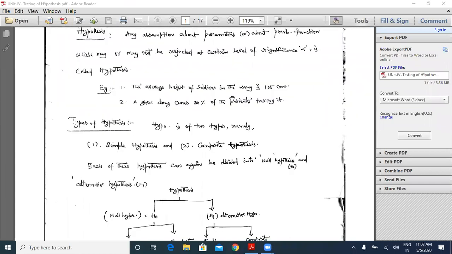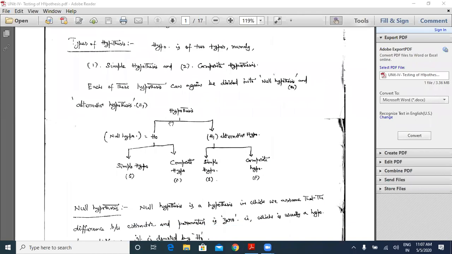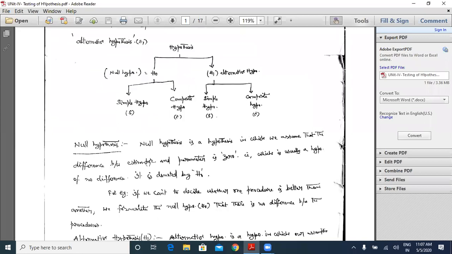Already I told you that hypothesis is of mainly two types: null hypothesis H naught and alternative hypothesis H1. In the null hypothesis, we assume that the difference between the estimate and parameter is zero. It is usually a hypothesis of no difference, and it is denoted by H naught.